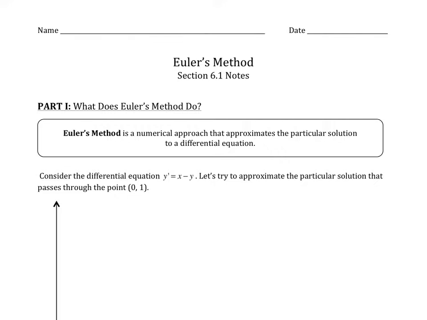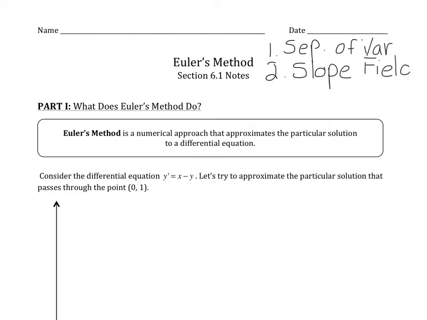The first way that we could potentially solve a differential equation is by solving it, right? Using, I'm just going to say, separation of variables. That's the first way that we could do it. The second way that we could find the solution to a differential equation is by sketching its slope field, right? And then once we have the slope field, we can sort of estimate the particular solution that passes through a given point.